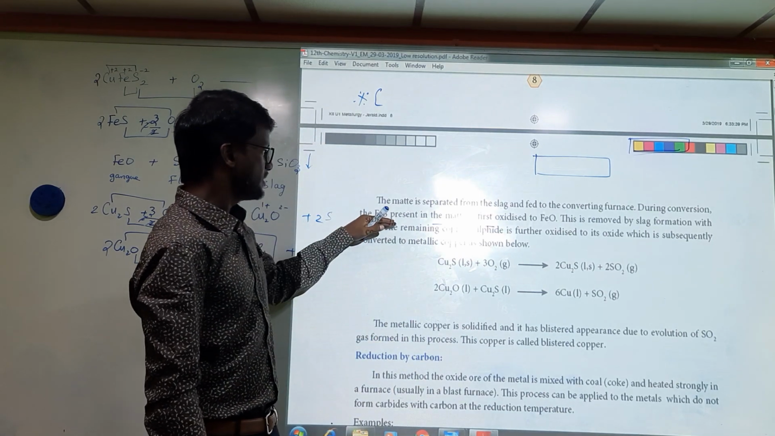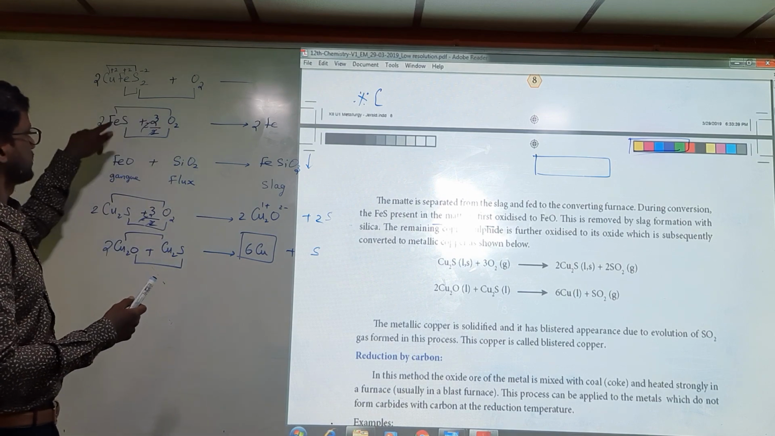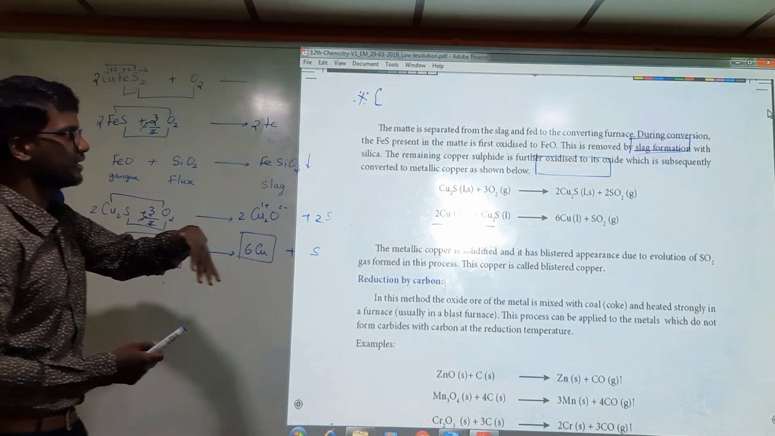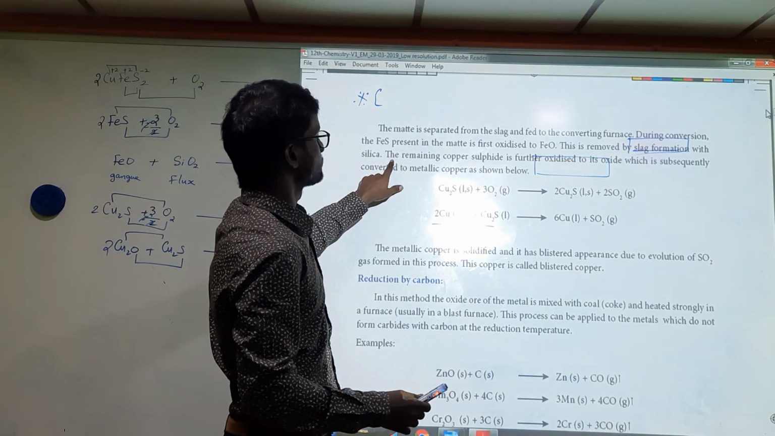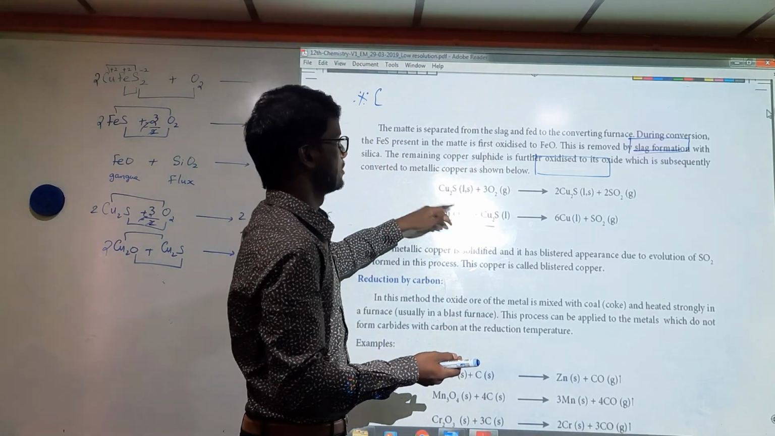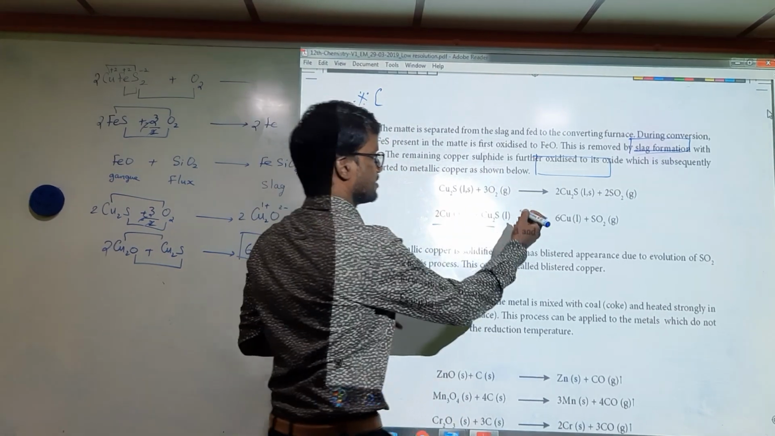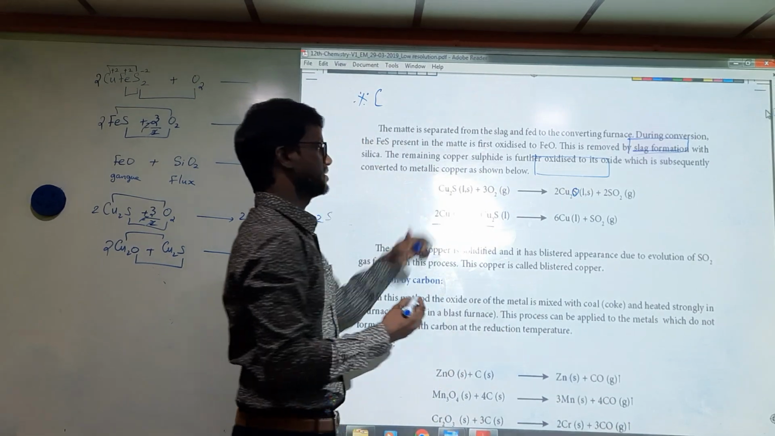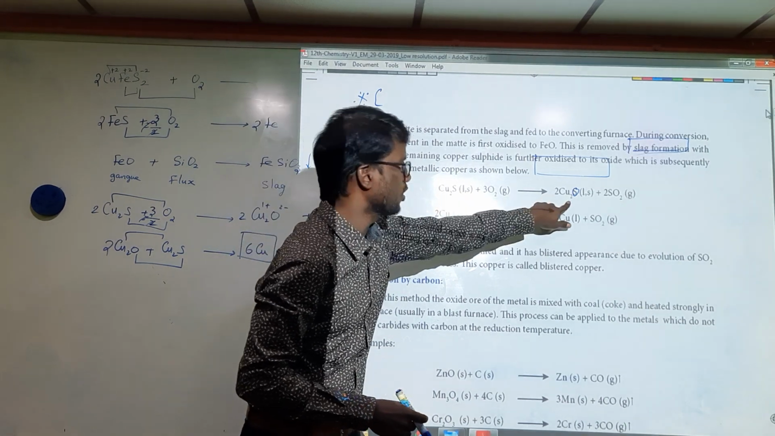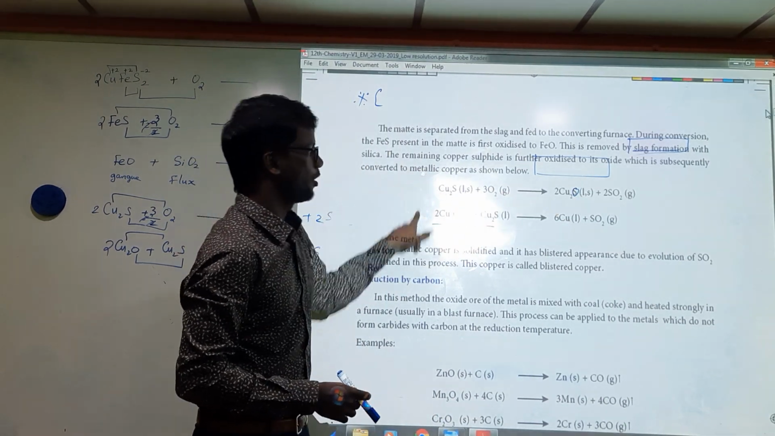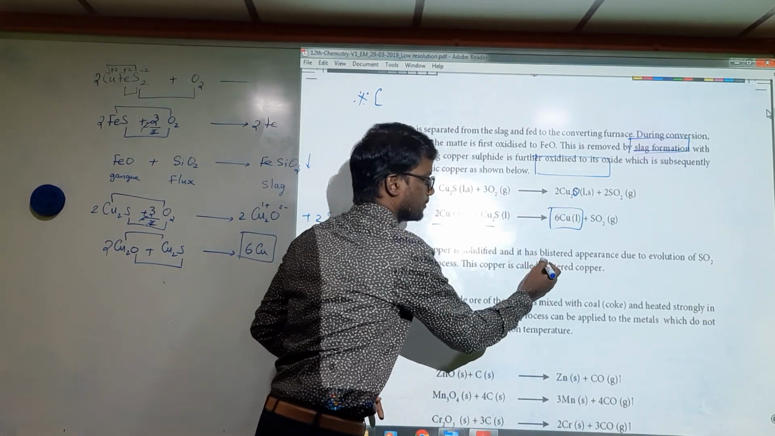During conversion, the ferrous sulfide present in the matte is first oxidized. The same process will repeat. Leftover ferrous sulfide will be converted to oxide and removed as slag by forming a compound with silica. The remaining copper sulfide, the last two equations, is further oxidized to its oxide. There is a mistake in the book; it should be cuprous oxide, so we just change that. The remaining copper sulfide is further oxidized to oxide, which is subsequently converted to metallic copper. This copper that you get, you call it blister copper.